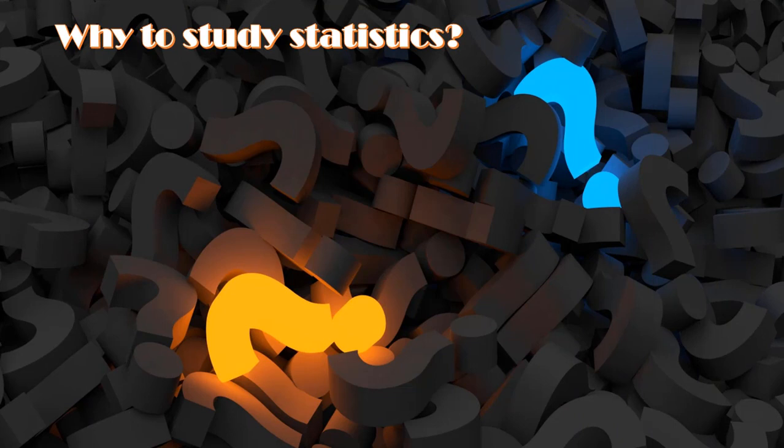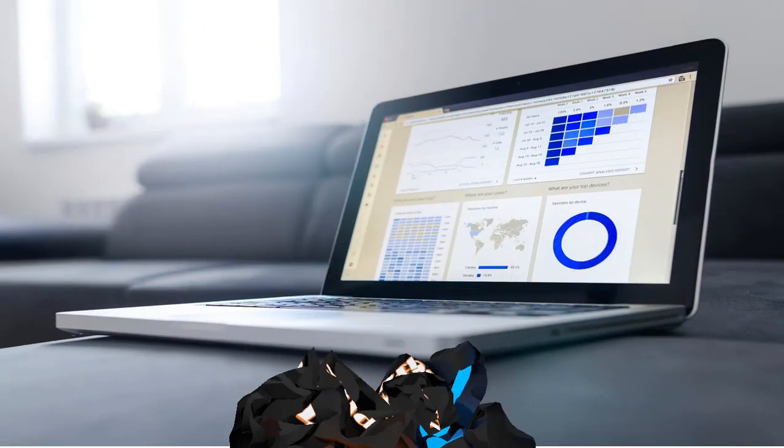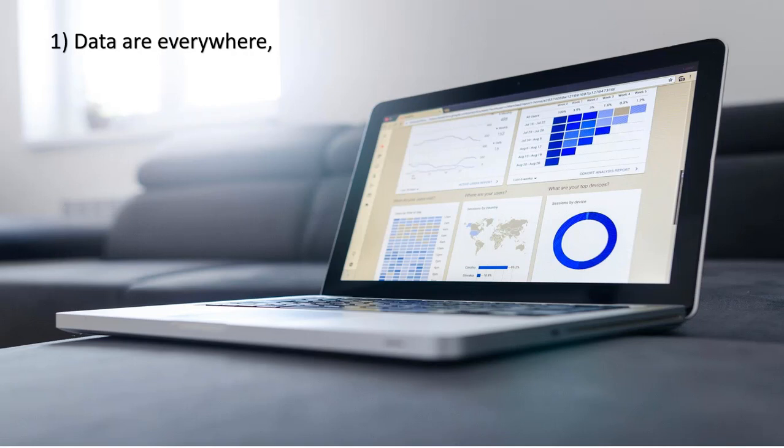Why do we need to study statistics? The following are some reasons. Number 1, data are everywhere. So we need to collect, organize, summarize, analyze, present, and interpret data in any field of inquiry, whenever we are conducting a study or doing research. As a result, we need to study statistics.